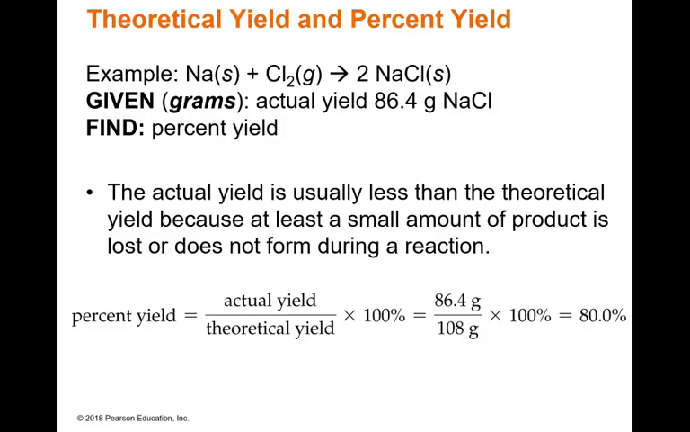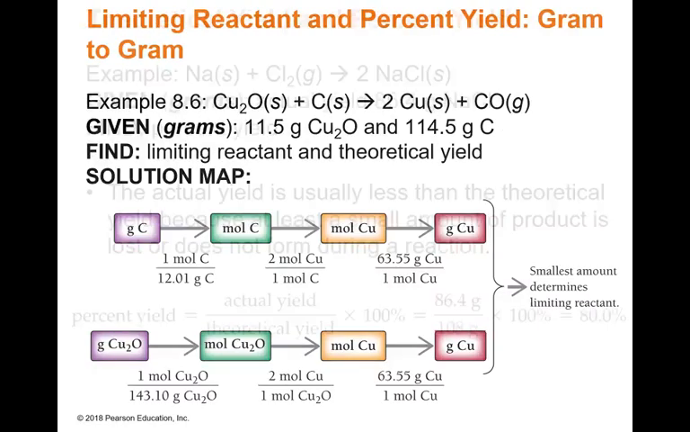Let's continue with our sodium and chlorine example. Suppose we carried out the reaction and collected 86.4 grams of sodium chloride as our actual product. To calculate the percent yield, we need to compare this actual yield to the theoretical yield we just calculated using stoichiometry. The formula again is percent yield equals actual yield divided by theoretical yield times 100%. This gives us a sense of how successful or efficient the reaction was.